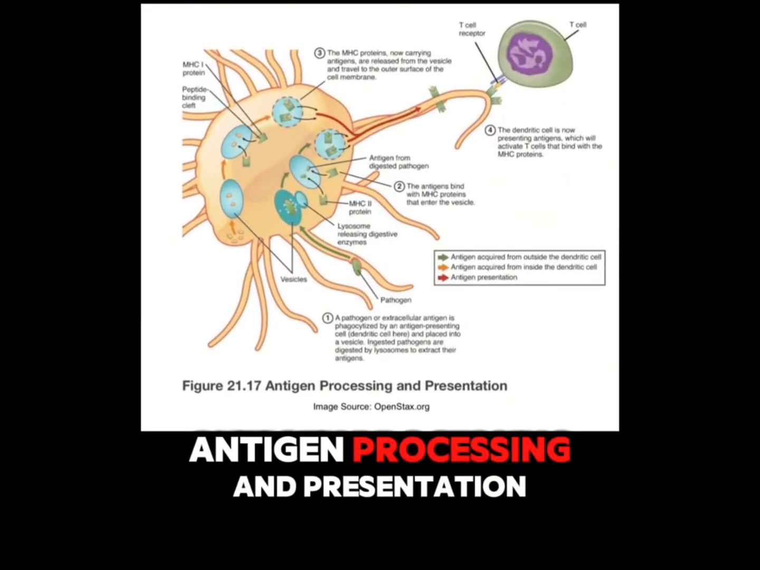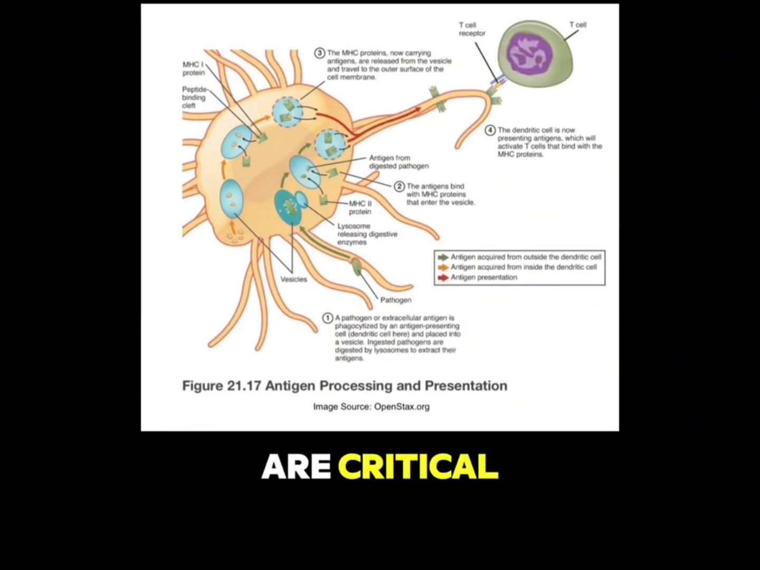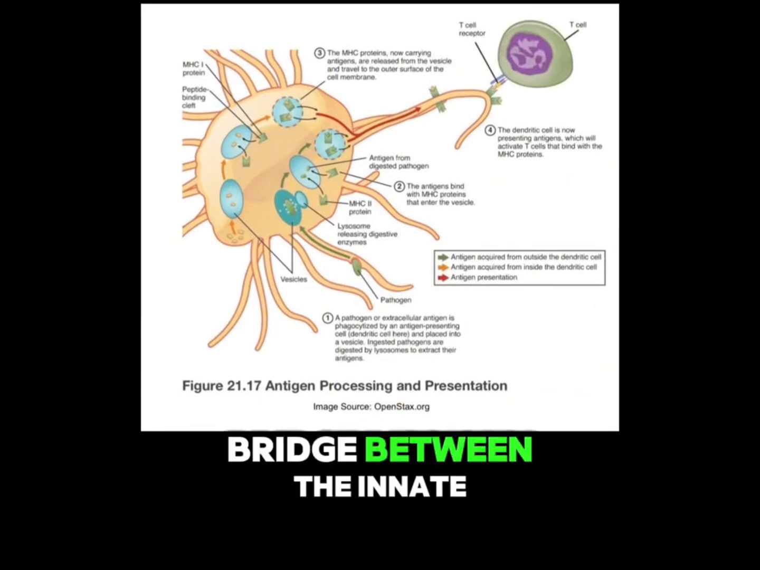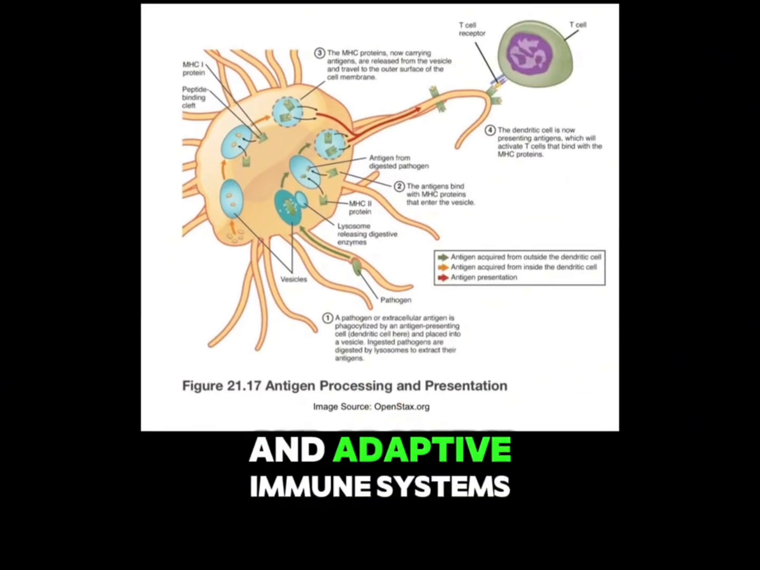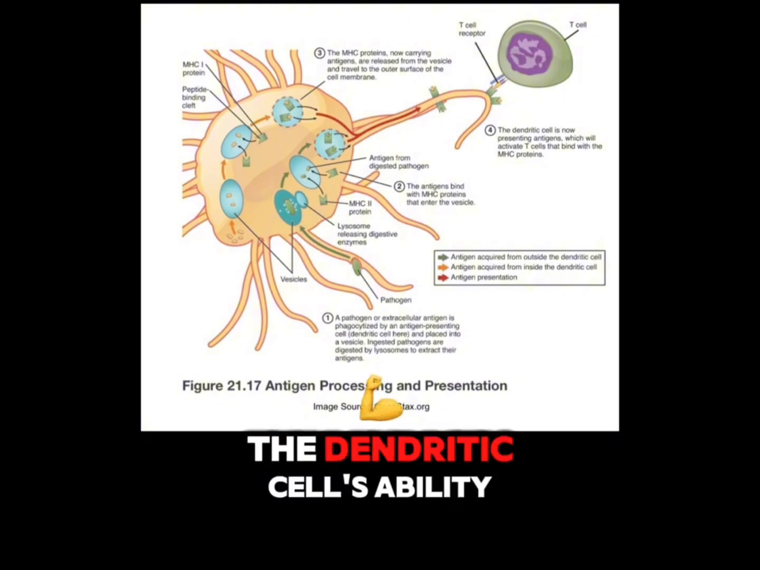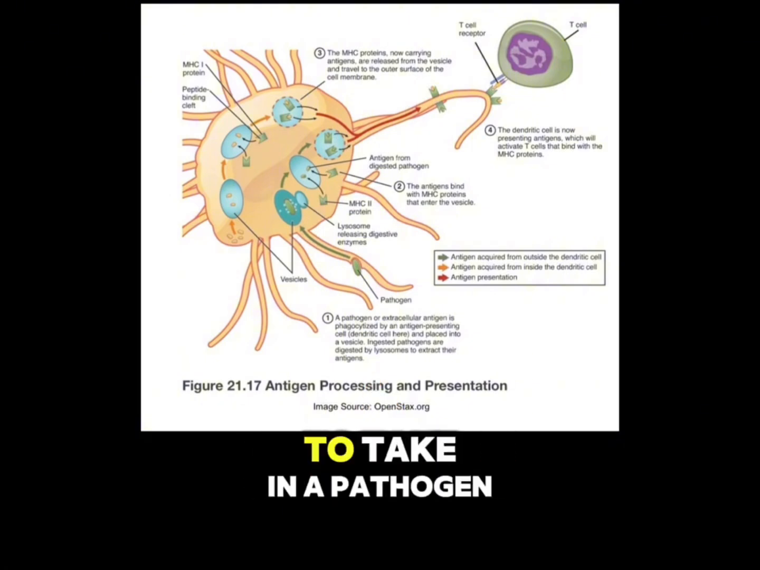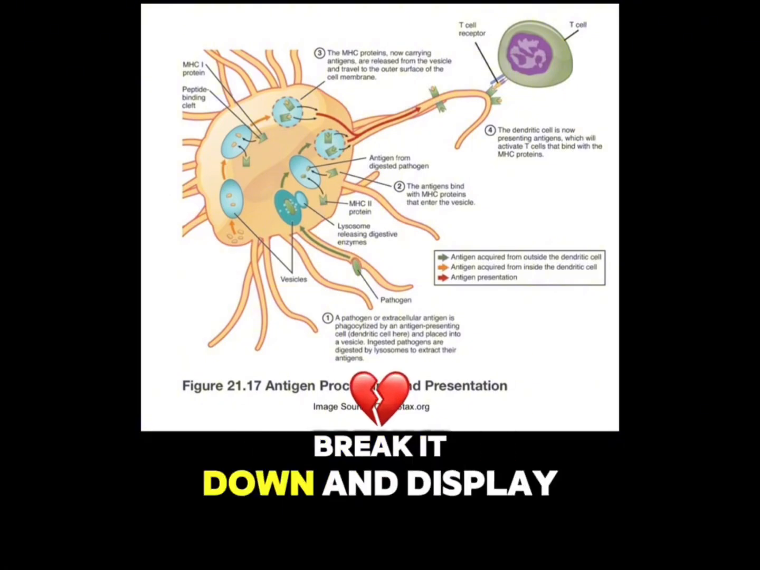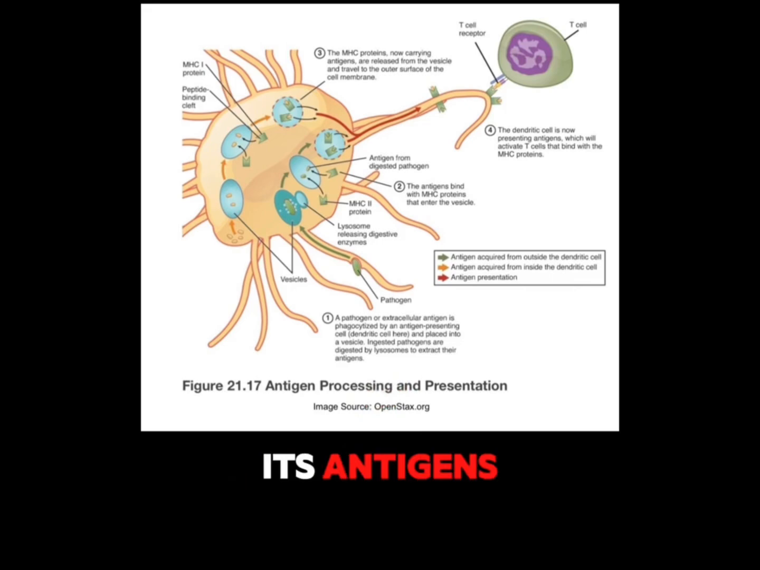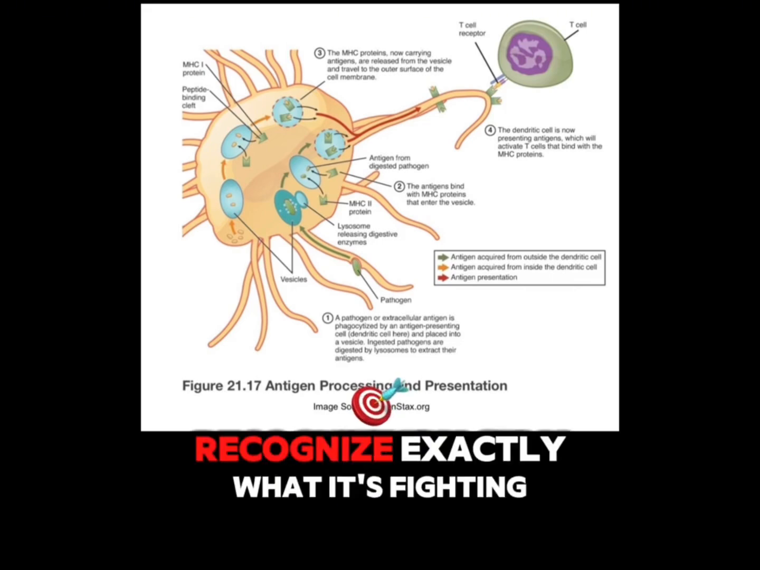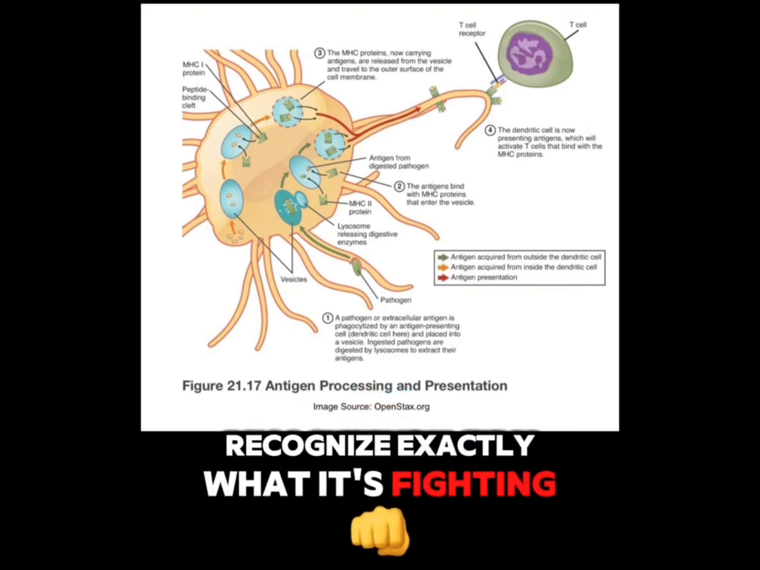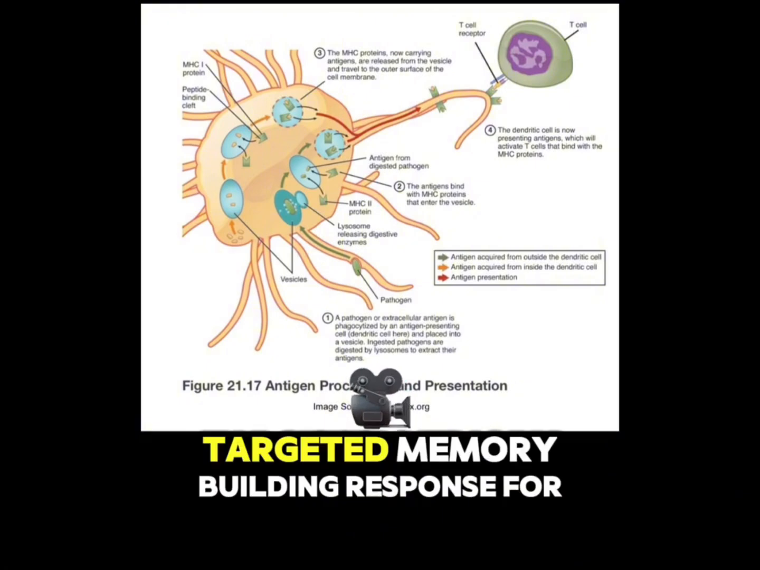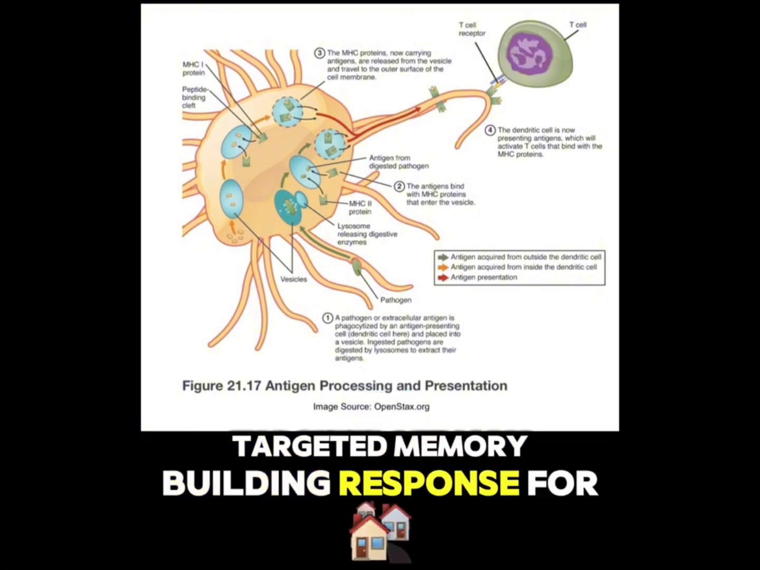Antigen processing and presentation are critical because they form the bridge between the innate and adaptive immune systems. The dendritic cell's ability to take in a pathogen, break it down, and display its antigens allows the body to recognize exactly what it's fighting and to launch a targeted, memory-building response for the future.